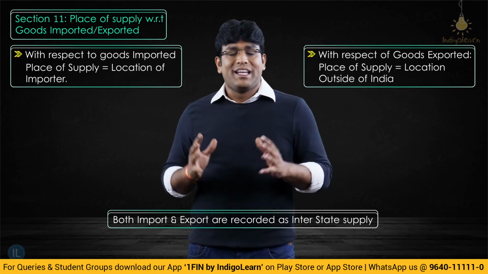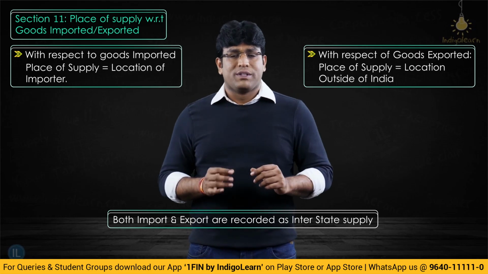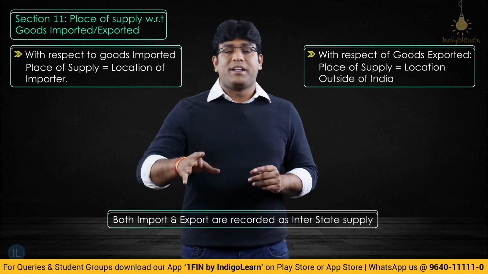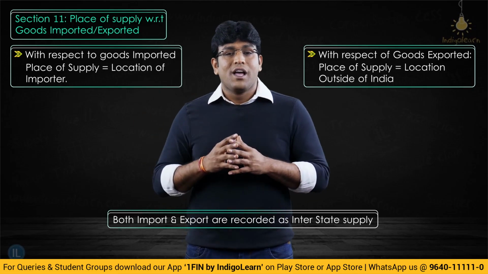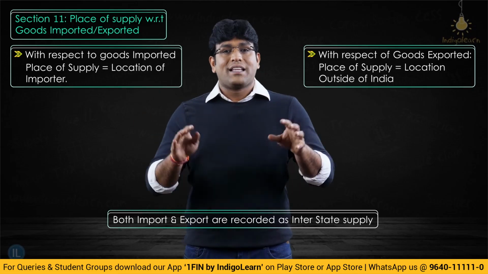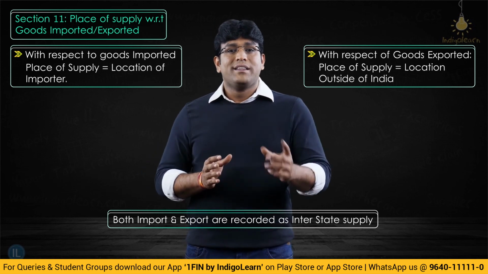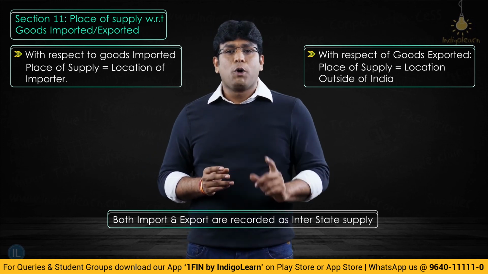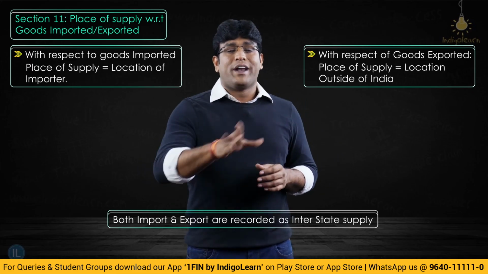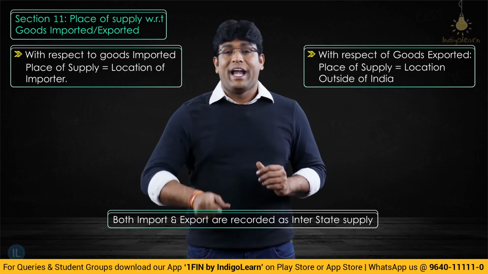So friends, finally sections 10 and 11 deal with the concept of place of supply related to goods. Section 10 applies for place of supply for goods other than imported and exported goods. If it is imported or exported goods, then section 11 will apply. For import, location of importer. For export, location outside India.